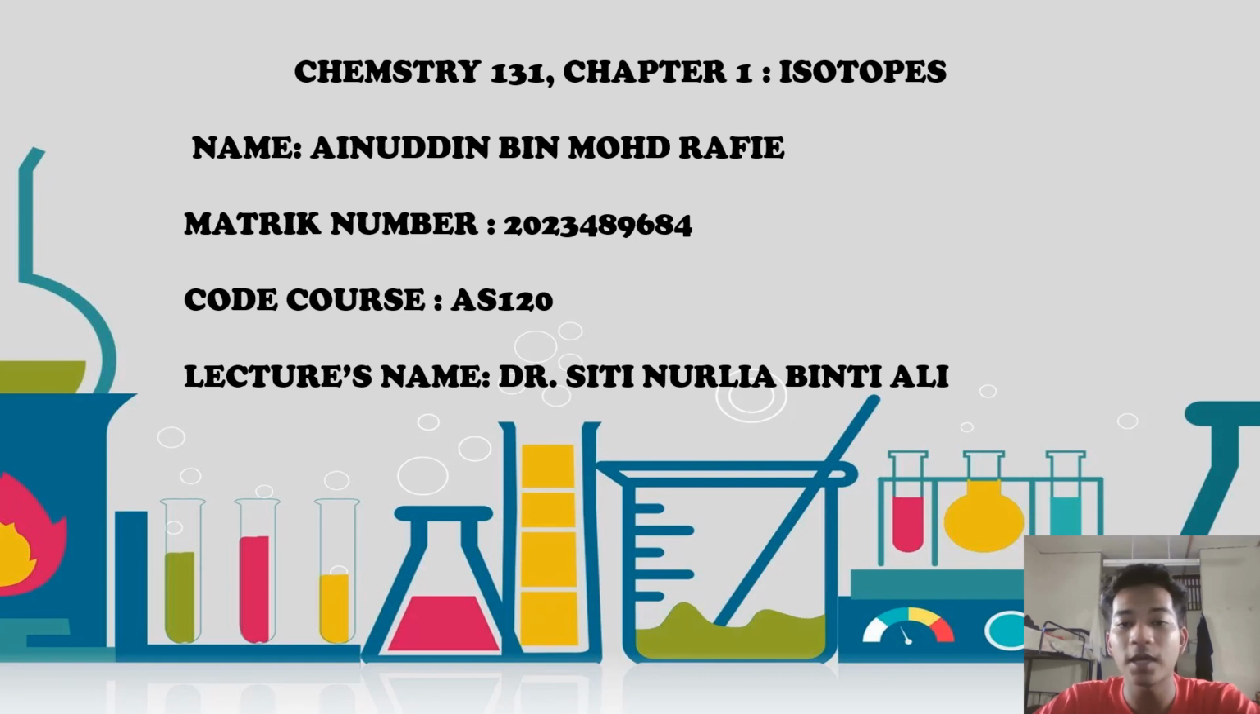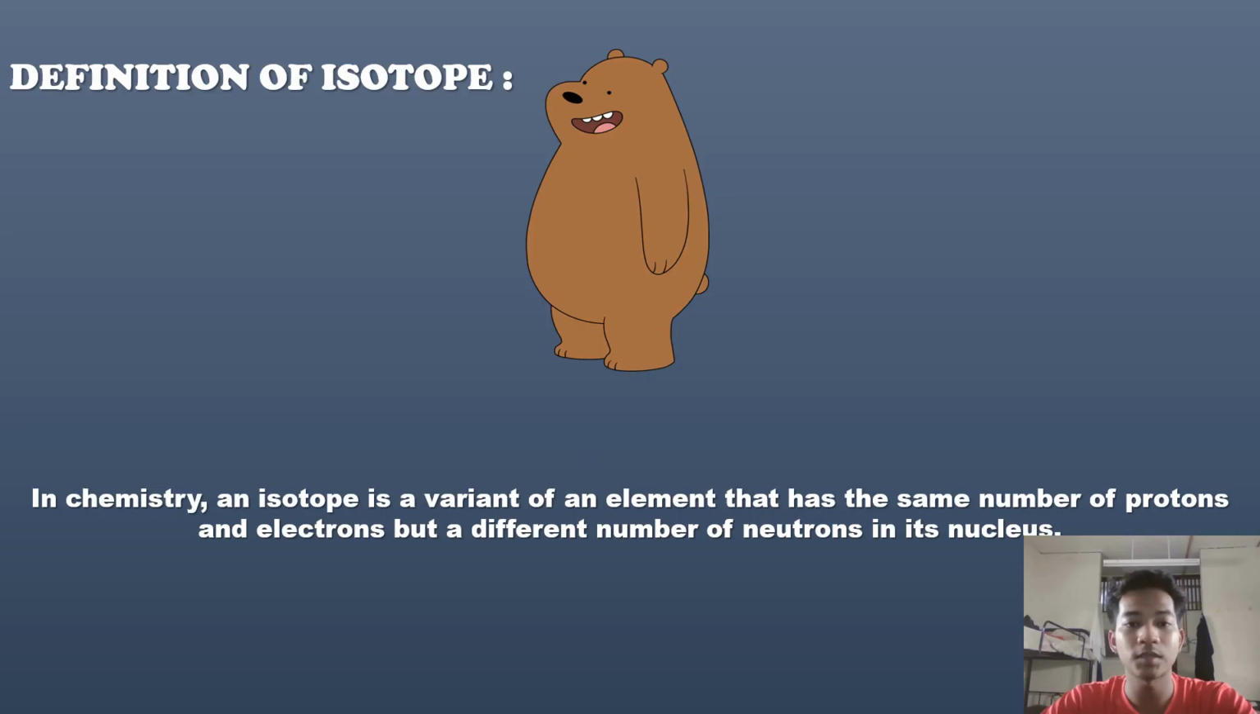Now, let's look at the next slide. Now, let's look at the definition of isotope. In chemistry, an isotope is a variant of an element that has the same number of protons and electrons, but a different number of neutrons in its nucleus. This means that isotopes of a given element have the same atomic number but different atomic masses. For example, carbon-12 and carbon-14 are two isotopes of carbon, with 6 and 8 neutrons, respectively.